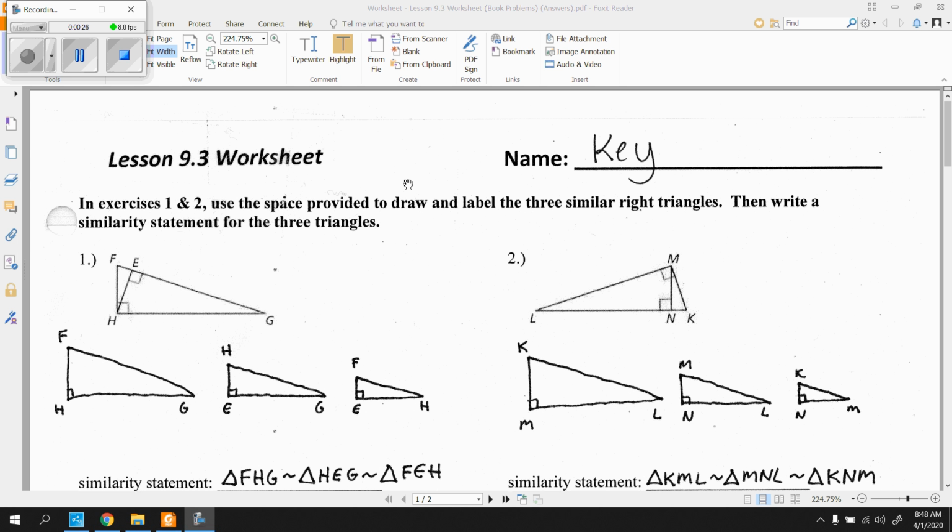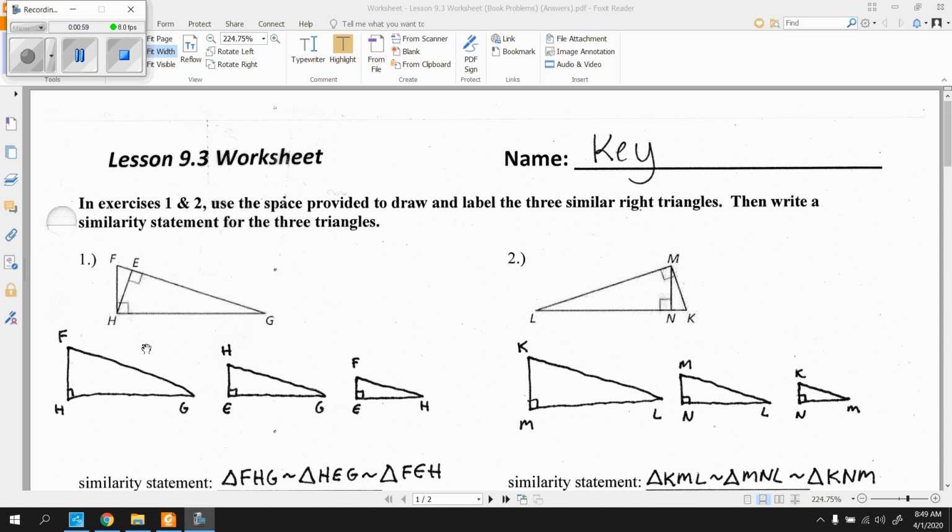So lesson 9.3, which was similar right triangles. There was really one concept. If we have a big right triangle, these aren't the notes, this is just the first homework problem, but they all were the same. A big right triangle, or any right triangle, and we draw its altitude and create two other right triangles. Basically, all three triangles are similar.